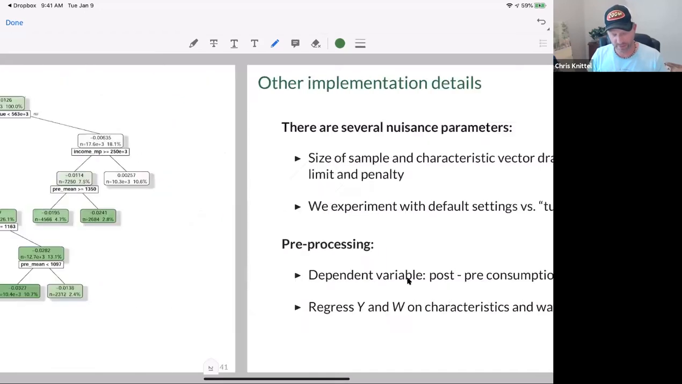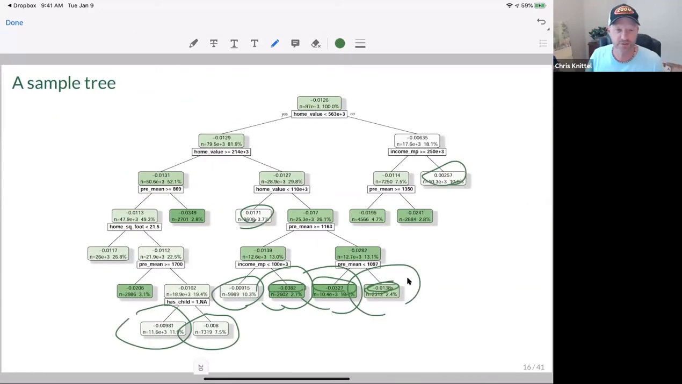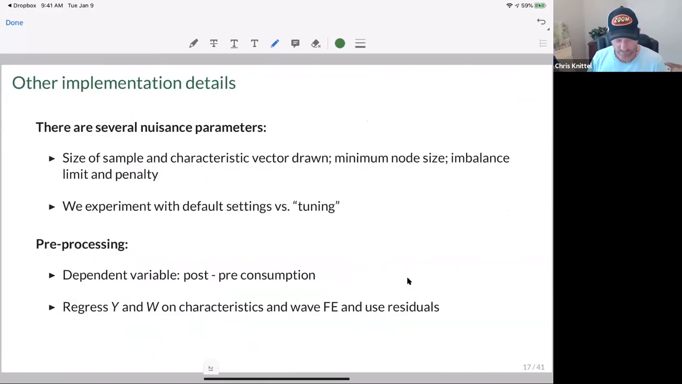There's also an imbalance limit and a penalty, right? As you work your way down these forests or these branches, remember, O-Power typically treats 80% of the sample, so you can run out of control households very quickly. That's the balance on how many treatment and how many control households you have in each leaf. We found that it can be sensitive to that. What we tended to do is choose these nuisance parameters to maximize forecasting ability. That's one way to choose these tuning parameters.